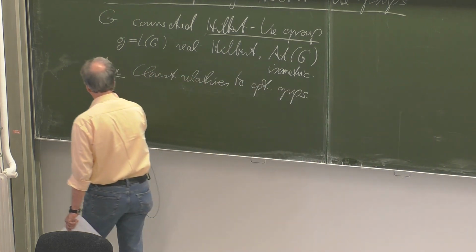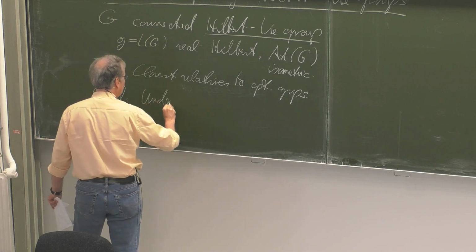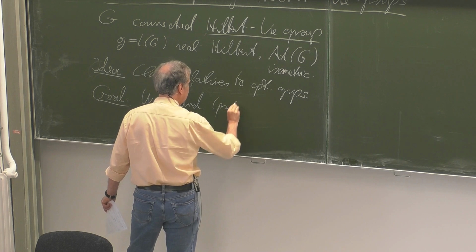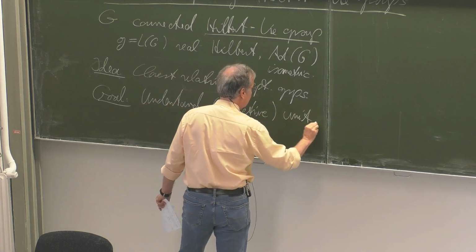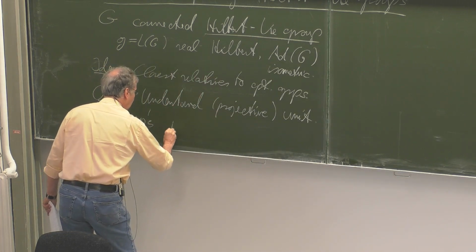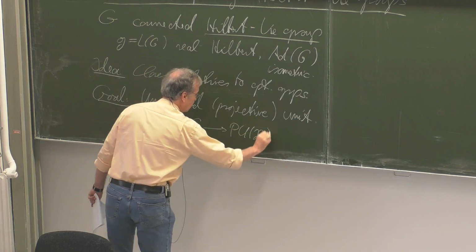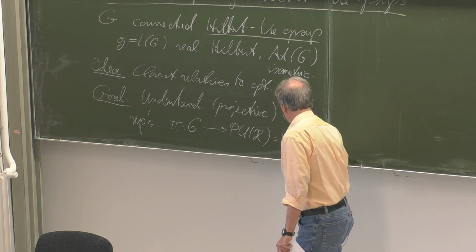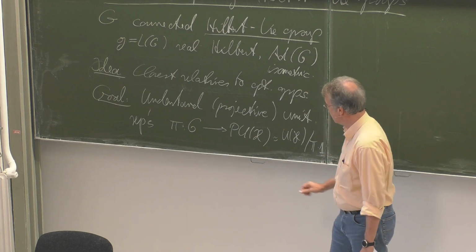So the goal is to understand unitary representations into the projective group of a Hilbert space. So this is the quotient of the unitary group by the multiples of the identity.